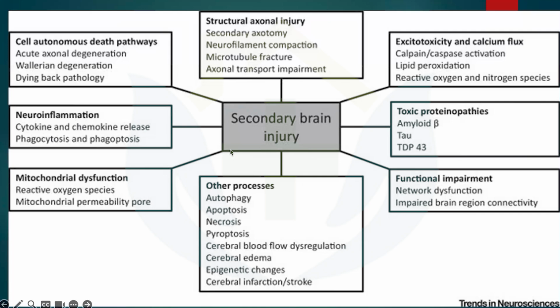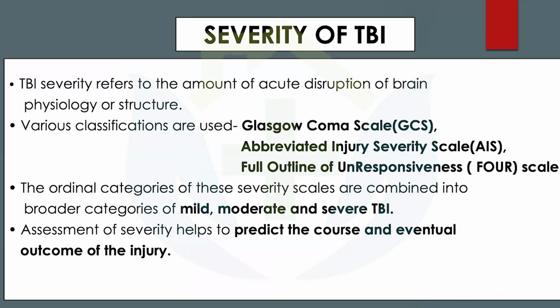This secondary injury is, by the way, similar to stroke. Whenever a patient gets an acute ischemic stroke or a cerebral hemorrhage, all the secondary brain injury mechanisms are also similar. How will you diagnose severity of injury? How will you assess it?